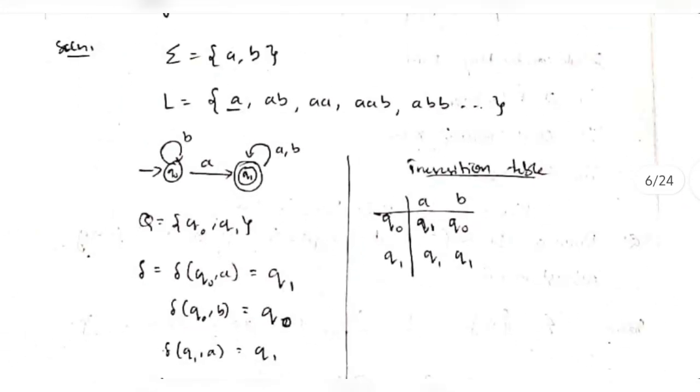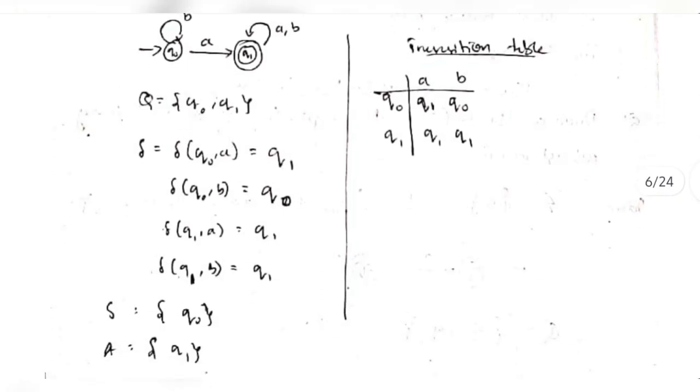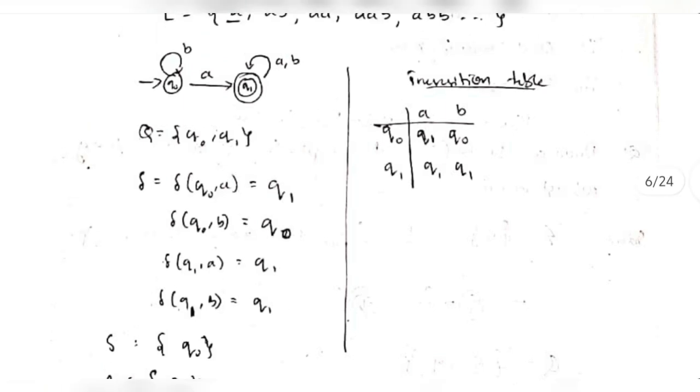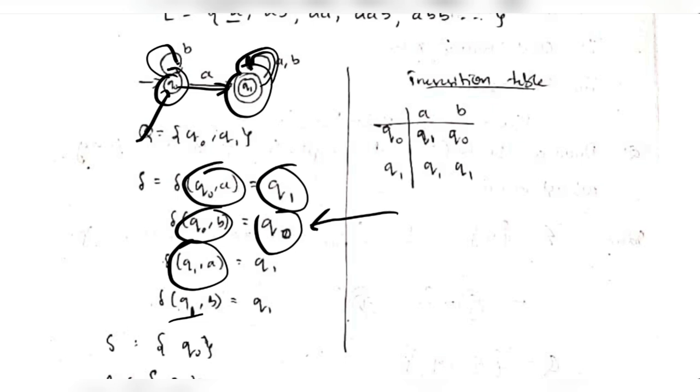After writing this, write down the set Q, which is Q0 and Q1, the states used here, and the transition function. In the transition function, from q0 on a and b, what is the answer? From q1 on a and b, what is the answer? From q0 on a, the answer is q1. And from q0 on b, I am reaching q0 only, so I will write q0 here. Same thing for q1: q1 on a is the self loop q1, q1 on b is the self loop q1. So this is the transition function.